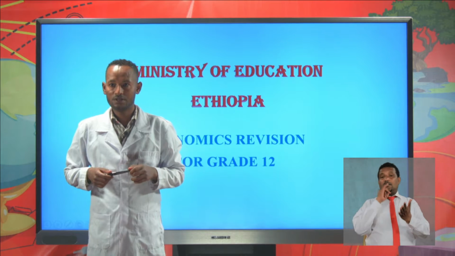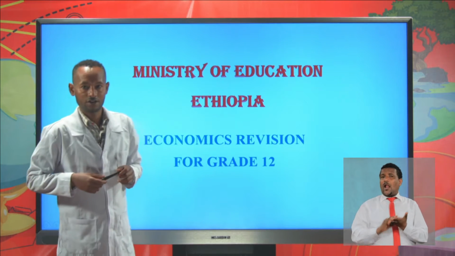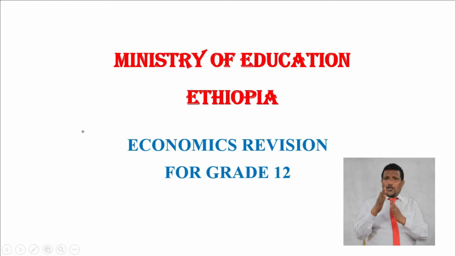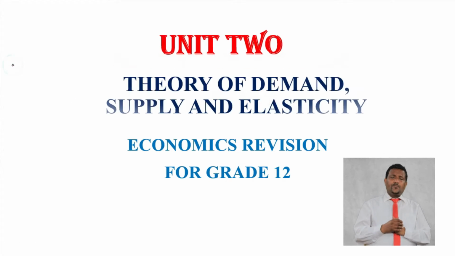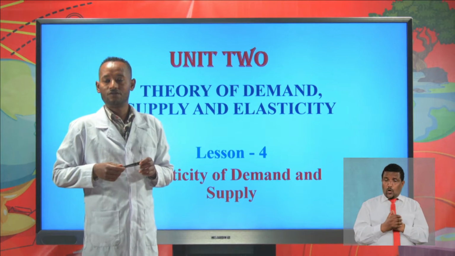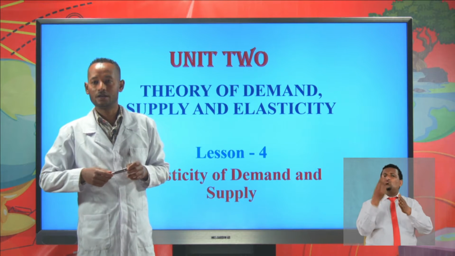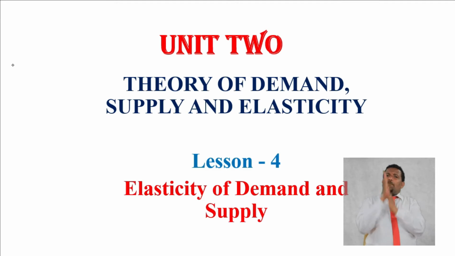This is an economics revision lesson for grade 12 provided by the Ministry of Education of Ethiopia. Today we are going to see the fourth revision lesson under Unit 2, called the Theory of Demand, Supply and Elasticity. The lesson is about the elasticity of demand and supply.